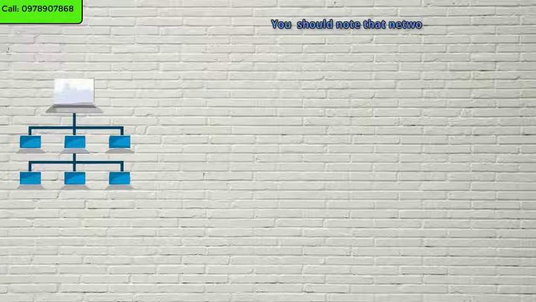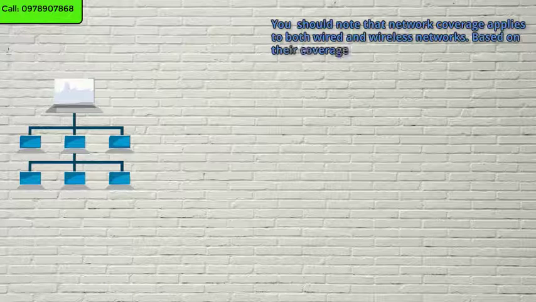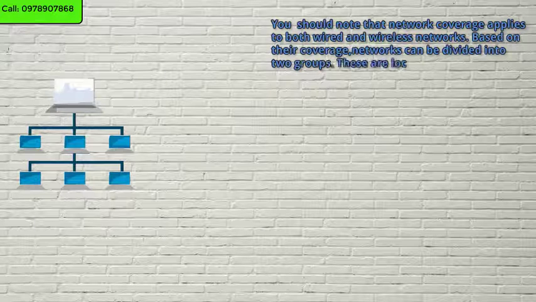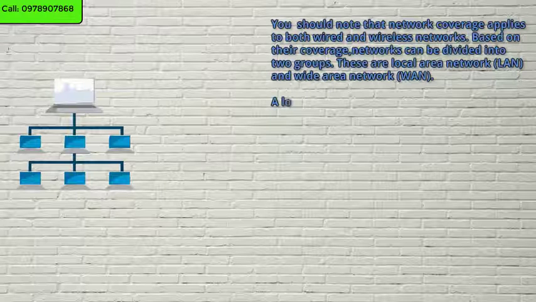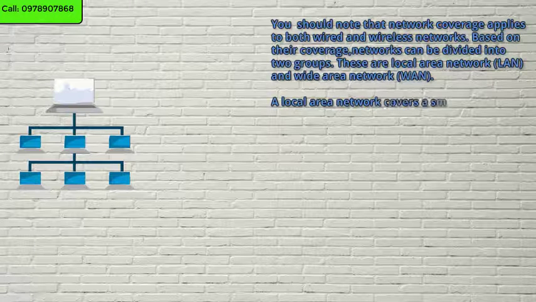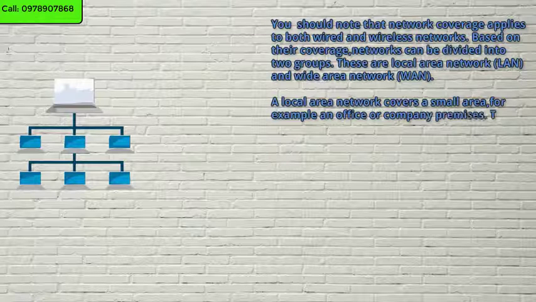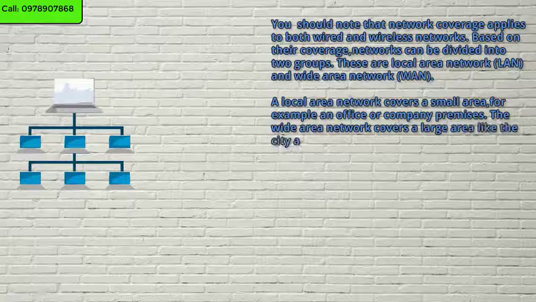You should note that network coverage applies to both wired and wireless networks. Based on their coverage, networks can be divided into two groups. These are local area network, LAN, and wide area network, WAN. A local area network covers a small area, for example, an office or company premises. The wide area network covers a large area like the city and so on.